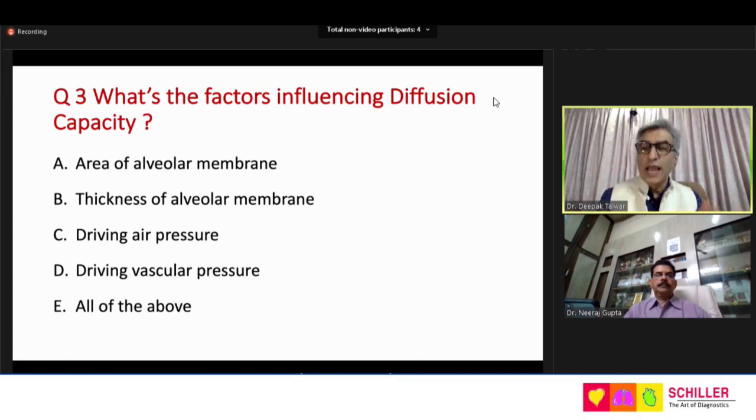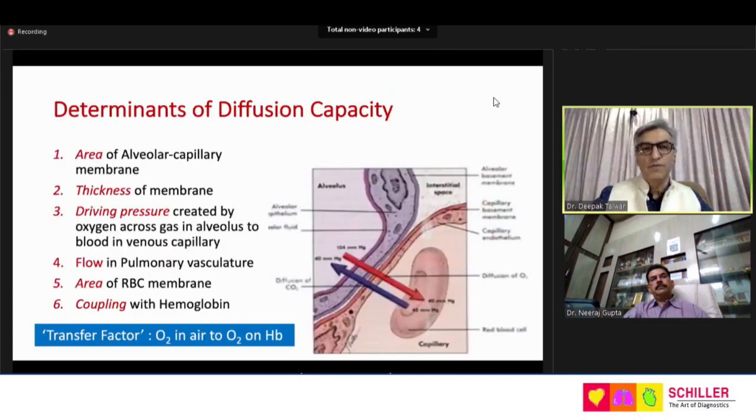That is very true. And most of the time, we are bothered about the area and the thickness of the alveolar membrane. We forget that the ventilation part is equally important, because the air must reach the alveolus. And also, the blood supply must come from the pulmonary circulation to reach the pulmonary vasculature. So hence everything becomes important when we talk about the determinants of the diffusion capacity.